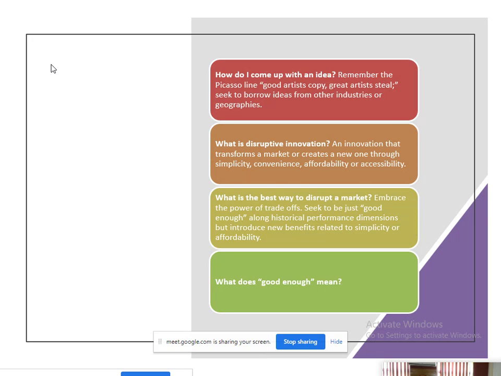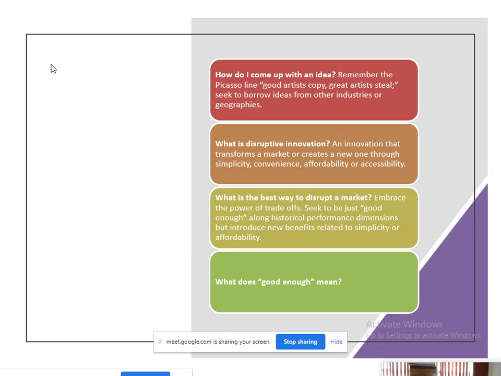Remember the Picasso line, good artists copy, great artists steal. Seek to borrow ideas from other industries or geographies. We should always try to gather as many ideas as we can to bring new ideas to our company. What is disruptive innovation? An innovation that transforms a market or creates a new one through simplicity, convenience, affordability, or accessibility. So, if the innovation is giving a good thought or a good product in the market with simplicity, convenience, affordability, or accessibility, this is known as disruptive innovation.